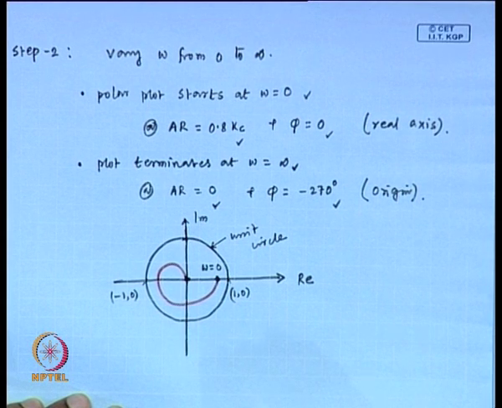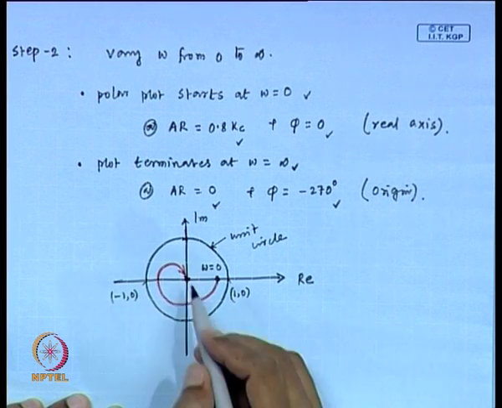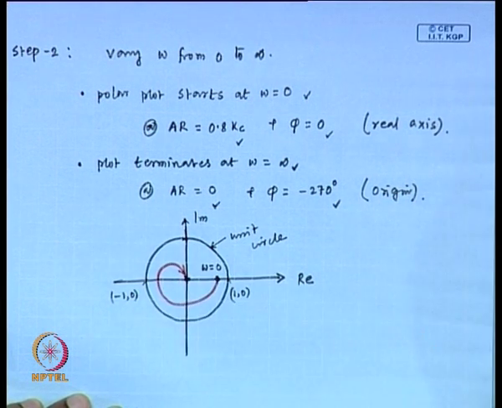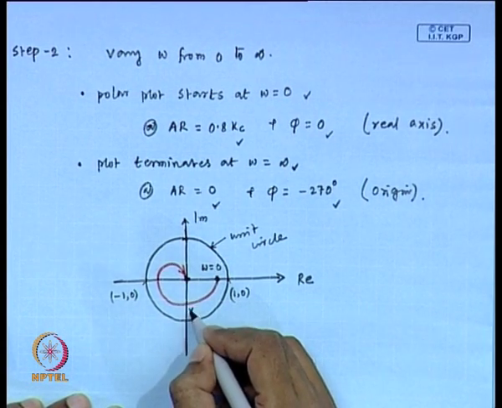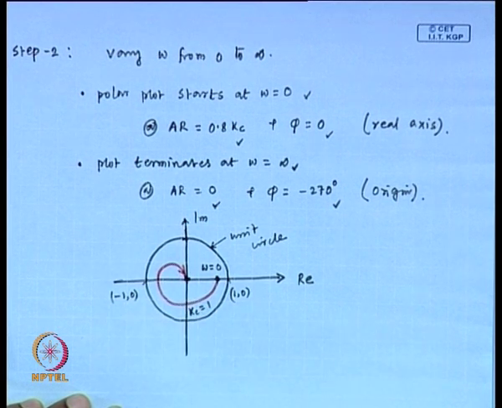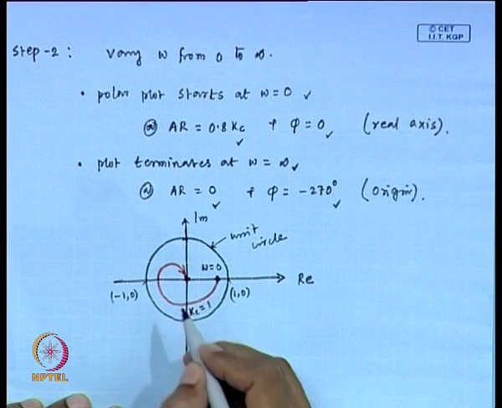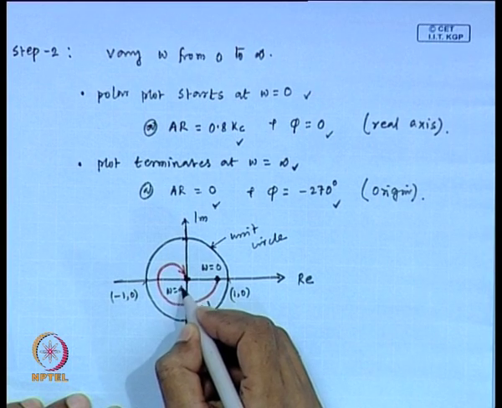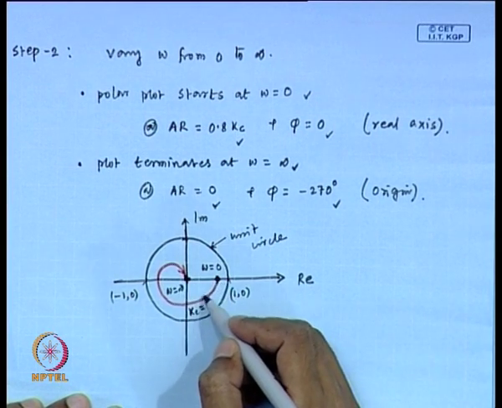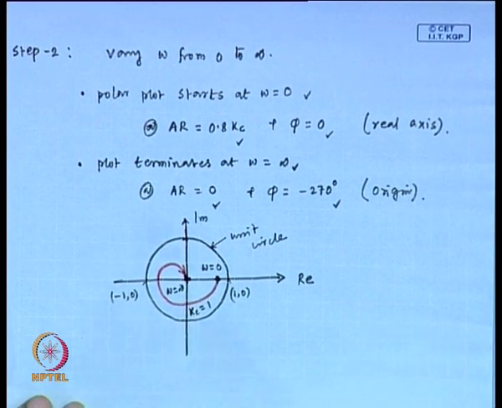Fine. So, this is the polar plot and this is the direction of this plot. Definitely we obtain this polar plot considering Kc equal to 1. This is the starting point at omega equals 0. This is the end point, the origin, when omega equals infinity, and this is the polar plot when Kc equals 1.